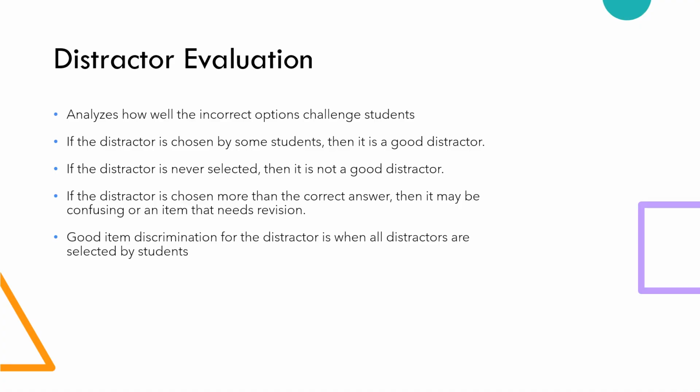So distractor evaluation analyzes how well the incorrect options challenge the students. So if the distractor is chosen by some students, then it's a good distractor. If the distractor is never selected, then it's not a good distractor. And if the distractor is chosen more than the correct answer, then we need to look at it, because it may be confusing and we need to revise that item. So a good item discrimination for the distractor is when all distractors are selected by the students. A good distractor has got to be plausible enough that some students choose them, especially the lower performing students.